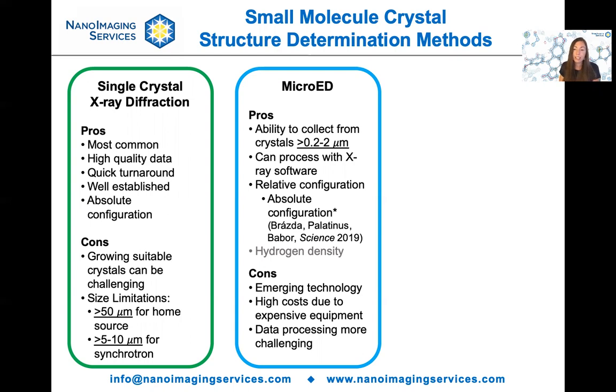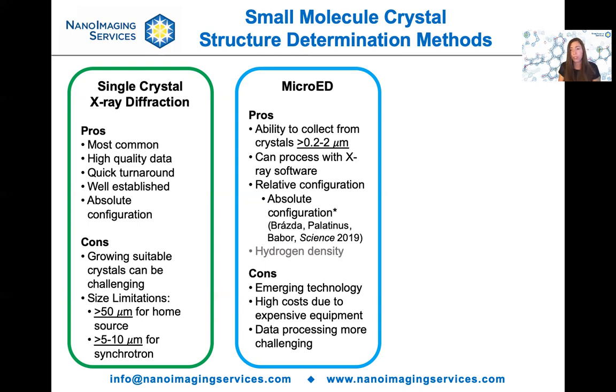Additionally, microED does have the ability to localize hydrogen density a bit better than X-rays. I have this in gray because I do feel that this is kind of resolution dependent. So if you have lower resolution data, it will be harder to see these hydrogen atoms. But again, because electrons interact with both the nuclei and the electron cloud, they are better able to see these hydrogens than X-rays. The big cons here, though, are that this is an emerging technology, so things are changing pretty rapidly. There's a very high cost due to expensive equipment.